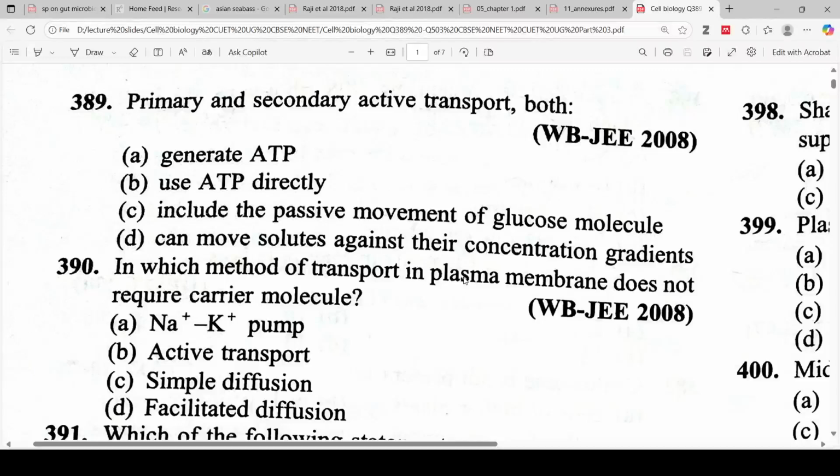Hello guys, today we will again discuss some MCQ questions from the cell biology section for the different types of exams. So let's begin.